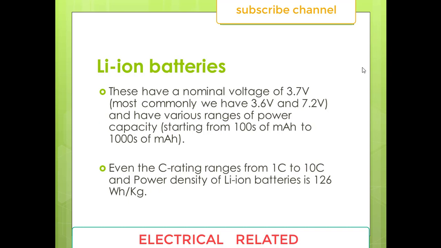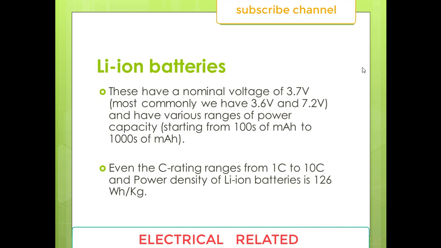If we talk about the specification of the lithium ion battery, it has a nominal voltage of approximately 3.7 volt, but the most commonly used batteries in the market are 3.6 volt and 7.2 volt. Various ranges of lithium ion batteries are also available in the market, but 3.6 volt and 7.2 volt are very common, and the capacity ranges from 100 mAh to 1000 mAh.